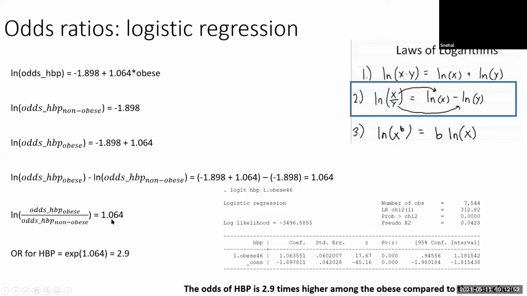So if I exponentiate both sides, I end up with the exponential of 1.06 is 2.9. And that's what we found from that 2x2 table right at the start, that the odds of high blood pressure comparing the obese to the non-obese is 2.9. So the main point of the story is when you get your output from your logistic regression and you have your coefficient, you need to exponentiate your coefficient of interest to get the relevant odds ratio. So I just need to exponentiate this coefficient 1.06 and I'll get the odds ratio of 2.9.